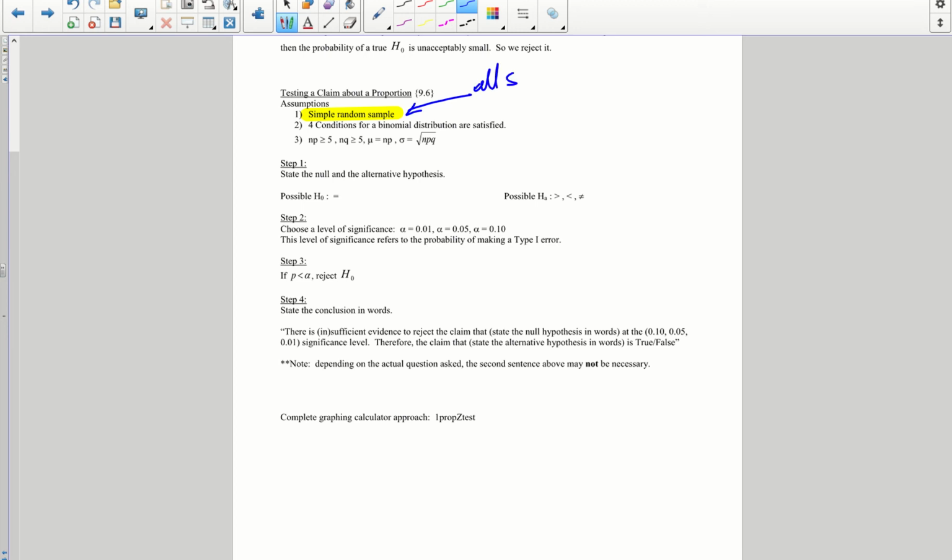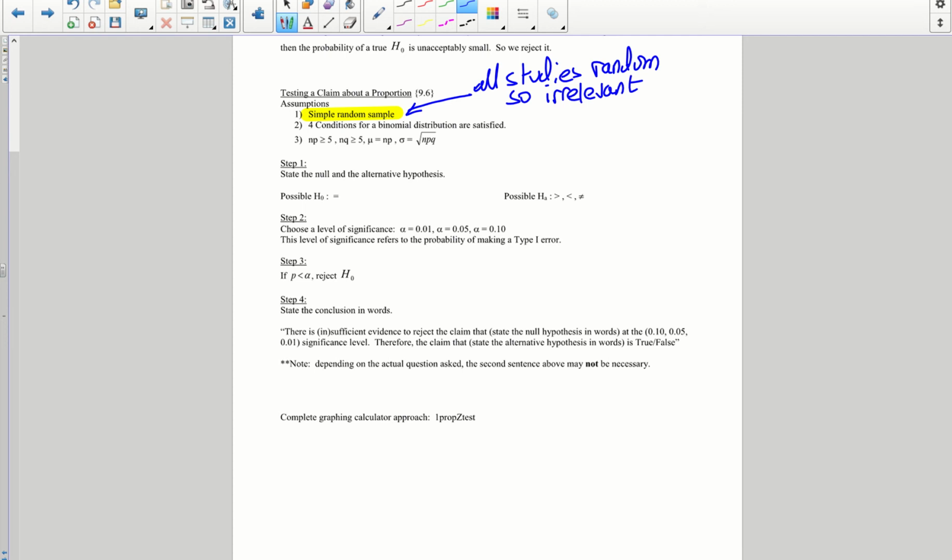All studies random, so irrelevant. All right, so you don't have to worry about that one.